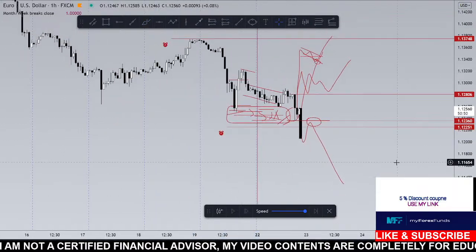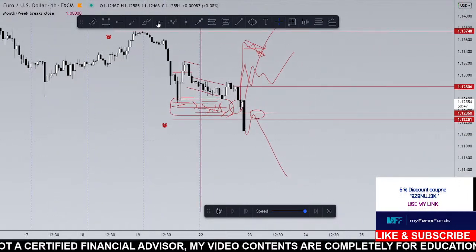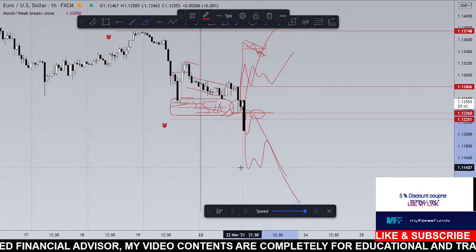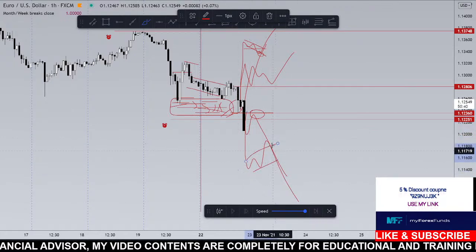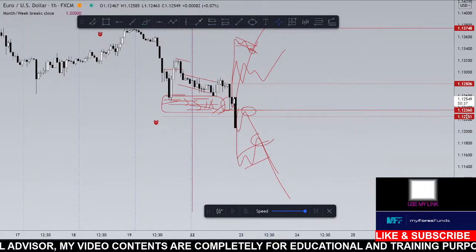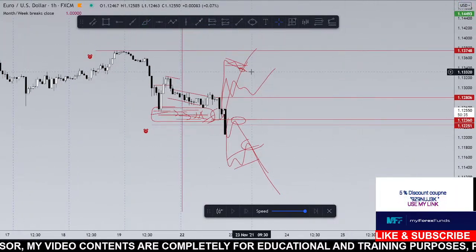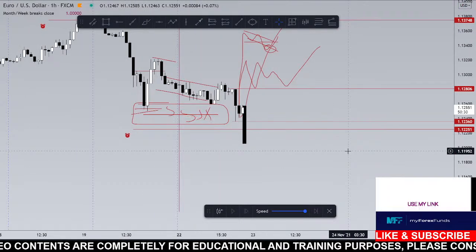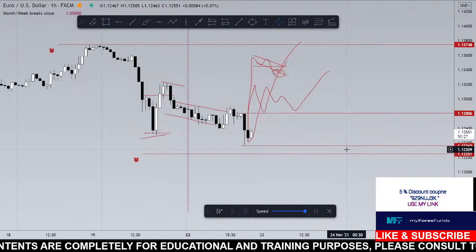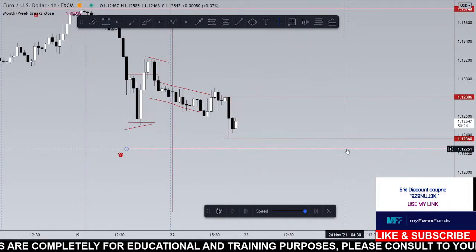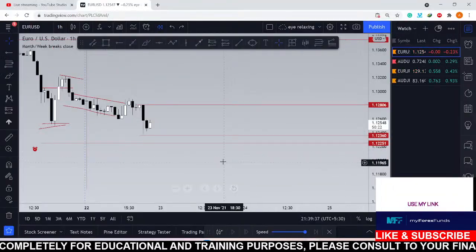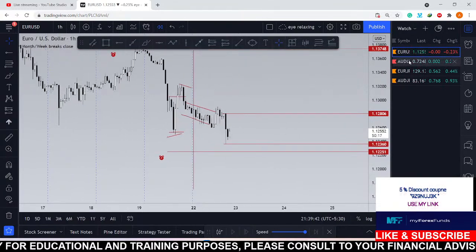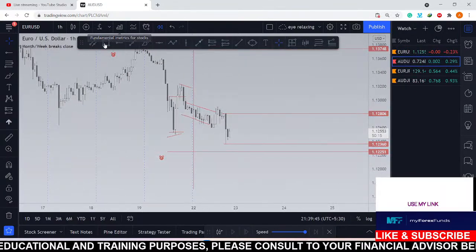Okay, so this is also one scenario, and if we get a large enough impulse, then we would like to take this as a bomb also. So this will be our other scenario. So we will wait patiently and let the market unfold. Let's move to the next pair, which is Euro JPY, AUD USD.